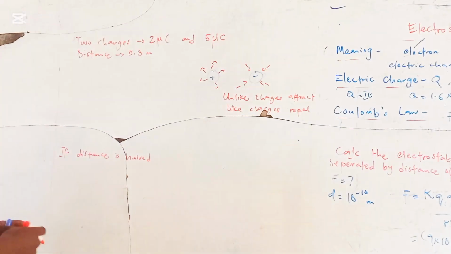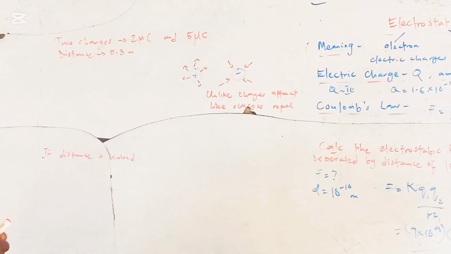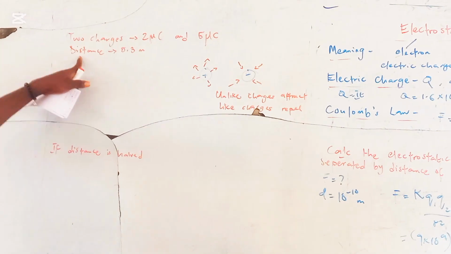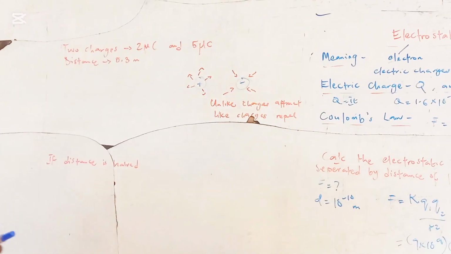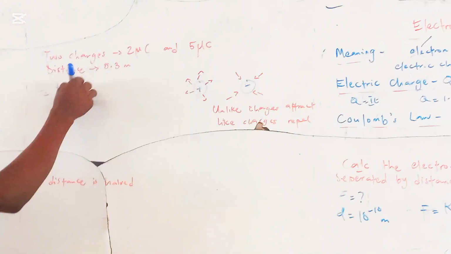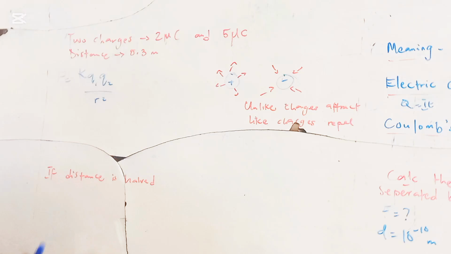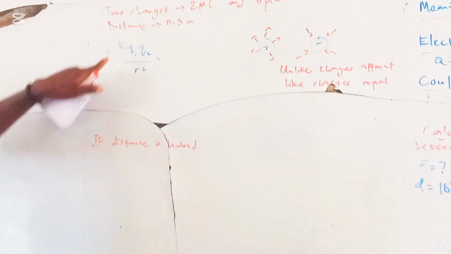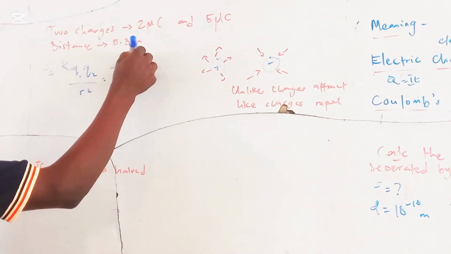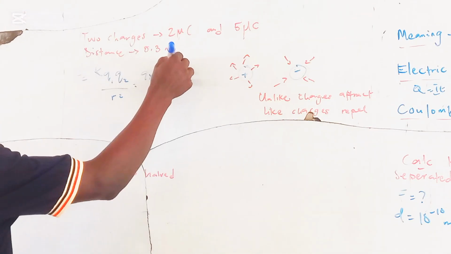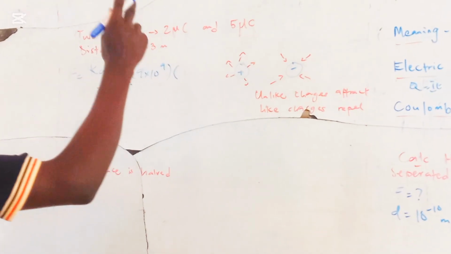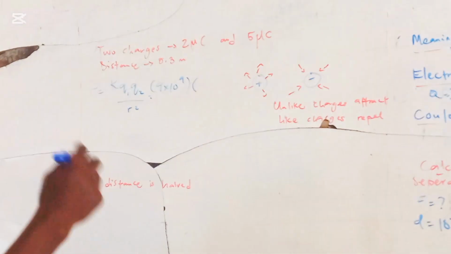So now you have two like charges here and you have to find the force. You have 2 microcoulomb and 5 microcoulomb and you're also given the distance. Now let's look for the force. We are still using Coulomb's law, and that's kq1q2 over r squared. Now we insert the k. Remember our k is 9 times 10 raised to power 9. And multiply by the 2, which is in microcoulomb. You have to change it to coulomb before you can continue.